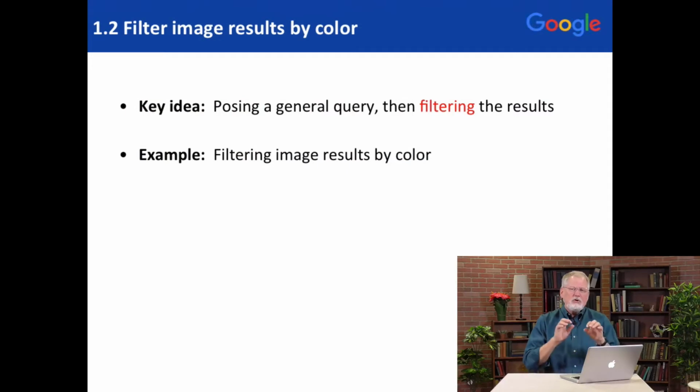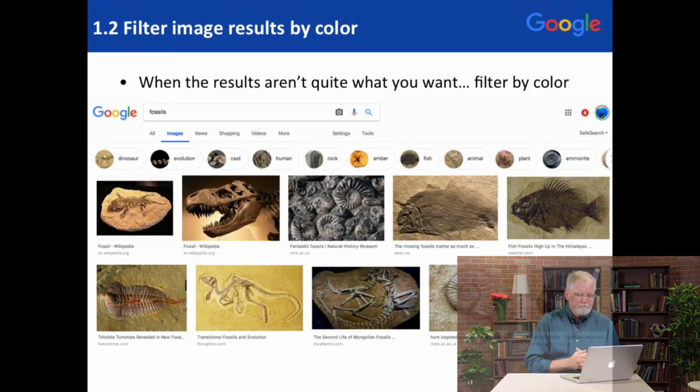The idea is you can go into Google and pose a query, and sometimes you get lots and lots of results, millions of results, but you're looking for something a little bit more precise than that. So the question is, how can I filter or limit the number of results by a particular property? In the image case, it's easy to imagine filtering by color, but that also sometimes has some context or semantic implications. So let's talk about filtering image results by color.